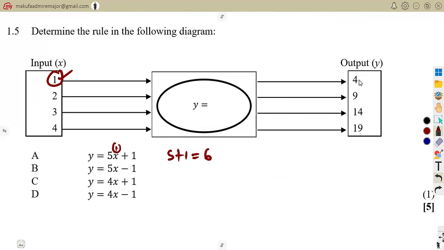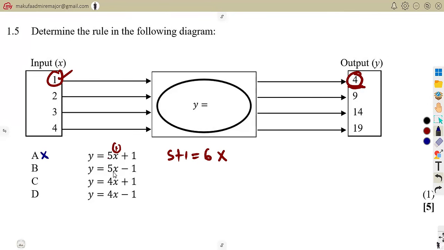We are supposed to get a 6, but here our answer is 4. So meaning to say this is wrong. We cannot take that as our rule, because the rule is supposed to give us exactly what we have on the output. So it means A is totally out.